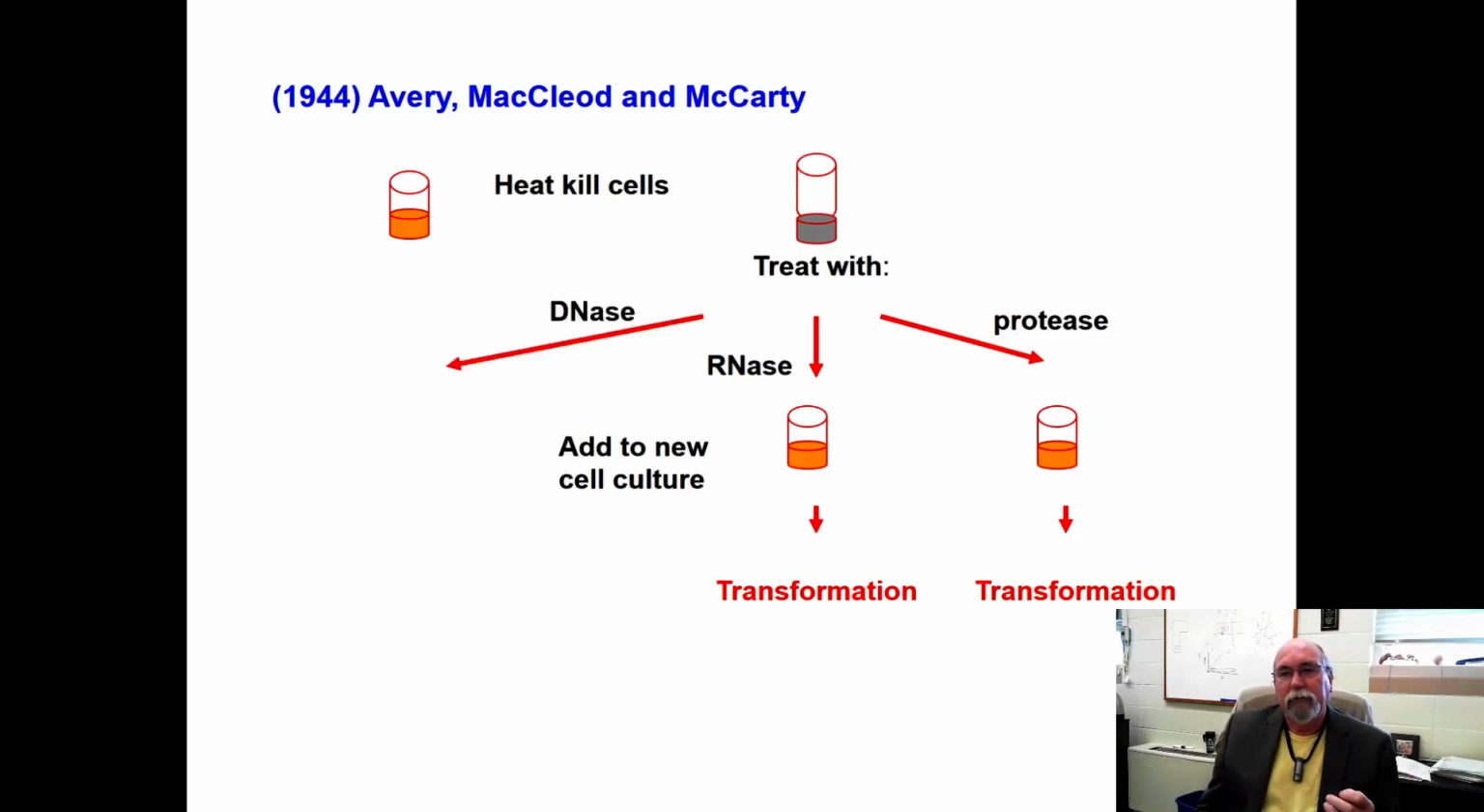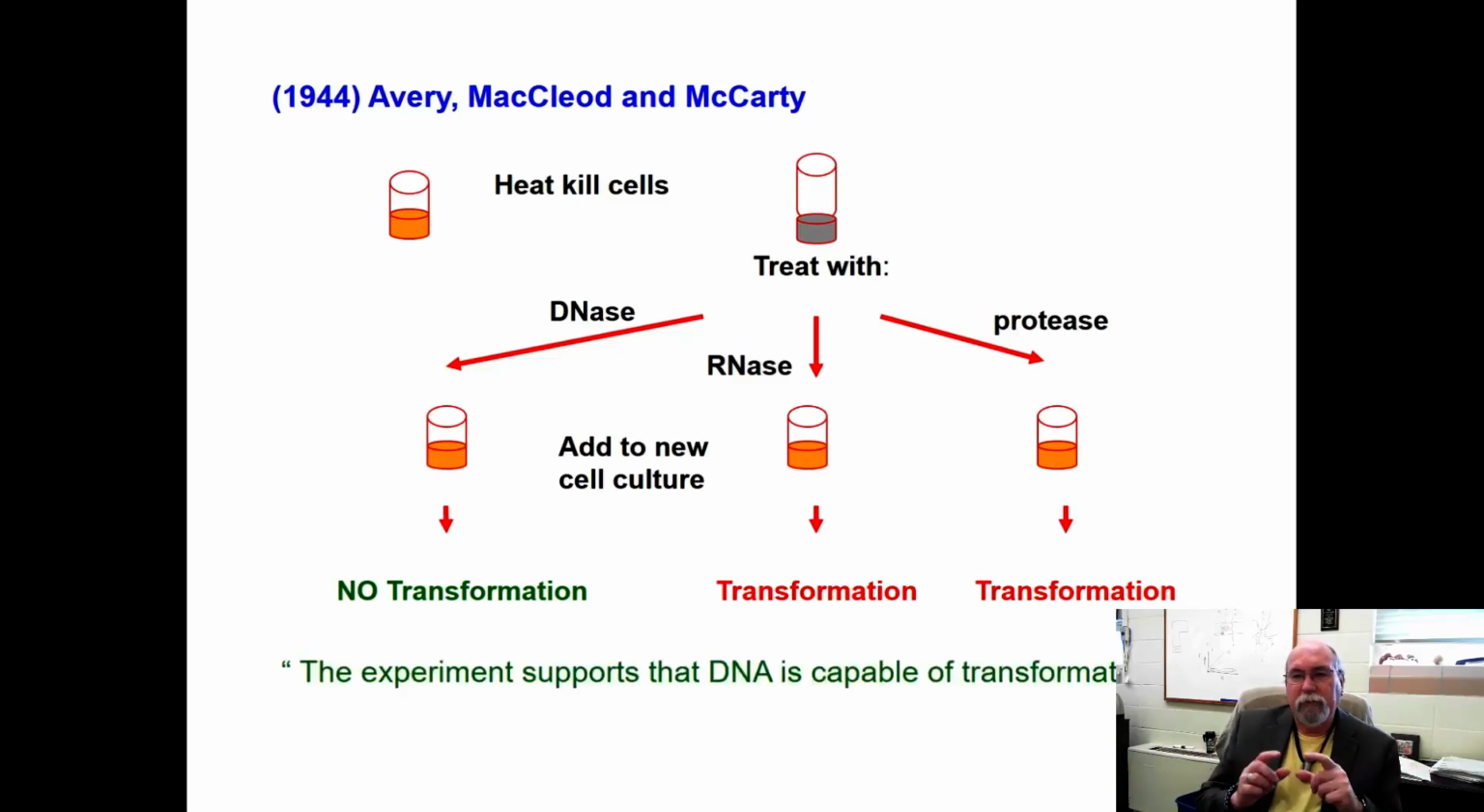When they do that, what you see is this. Let's take the other element. Let's take DNase and eliminate DNA. Do the same basic experiment, but selectively eliminate DNA, and lo and behold, no transformation. Absolutely no transformation occurs. So if you take out DNA, the transformation stops. This experiment supports the idea that DNA is capable of transformation.